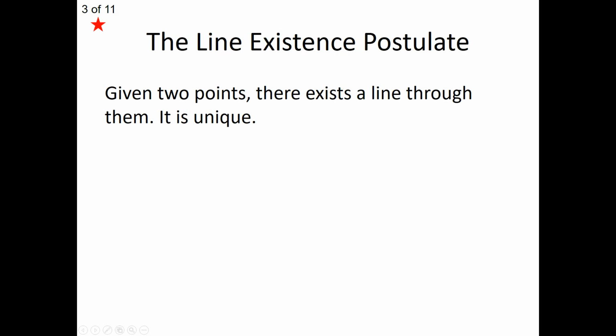So here's our very first postulate, the line existence postulate. Given 2 points, there exists a line through them. It is unique. And it's very obvious, right? If I were to pick any 2 points in our space here, I don't need to give them names, but I can. Let's call this point A, point B. I can create a line between A and B. Can I create a second line between A and B? Not in Euclidean, right?